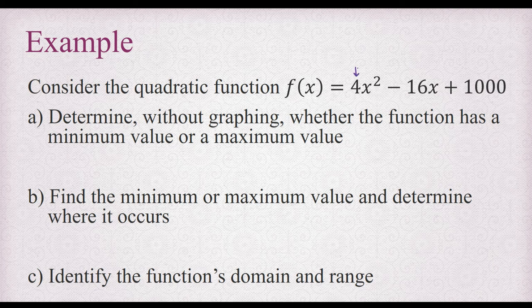Well, our a value is in front of the x², and it looks like a is +4. So because our a value is a positive number, that means that our graph is going to be opening up. And so if our graph opens up, that means that our vertex is at the lowest point possible on our graph. And so that means that we have a minimum value.